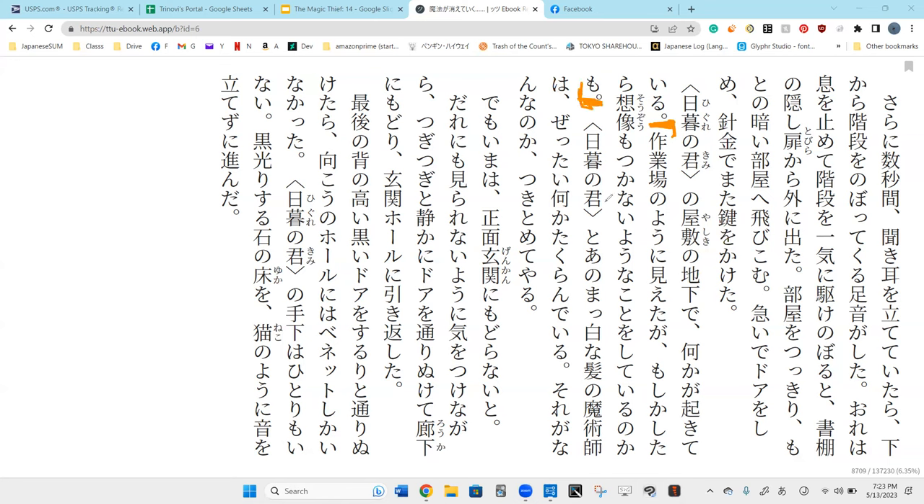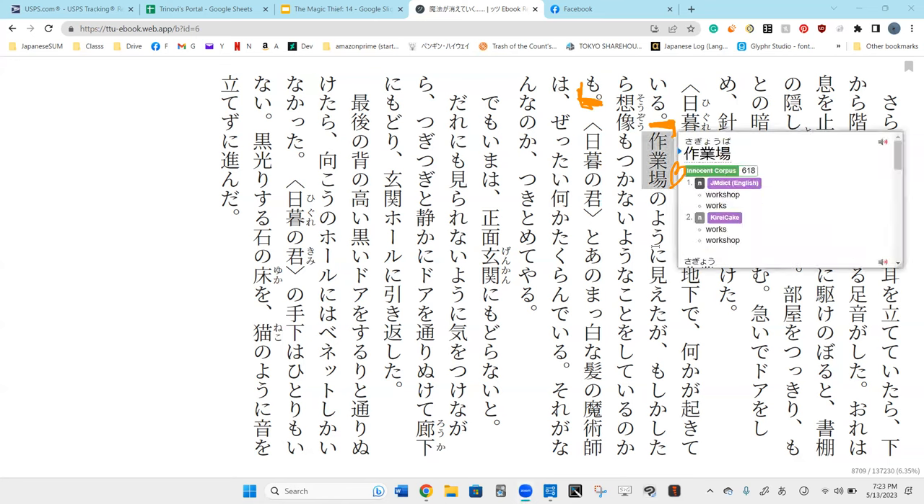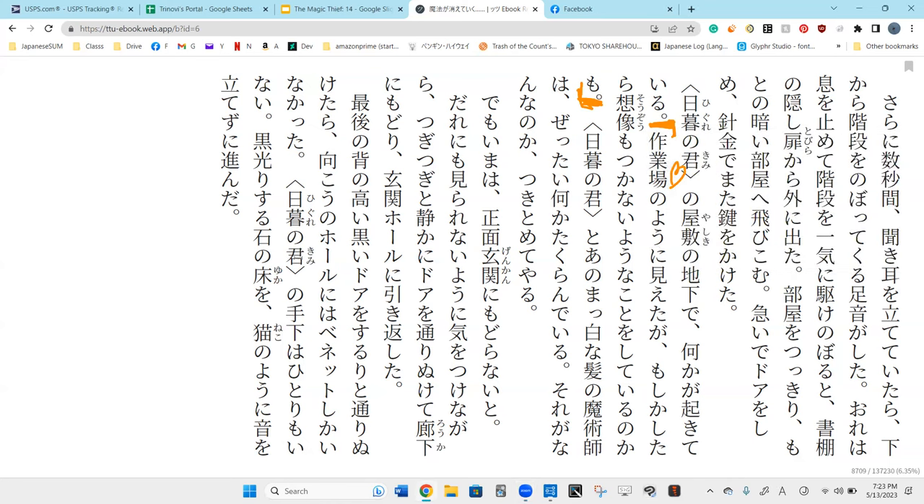Sagyoba. This is your workplace, sagyoba. Workplace, like a factory of a sort, not a factory, but a workshop. Okay. No yoni mieta ga. I saw a place that is like a workshop.